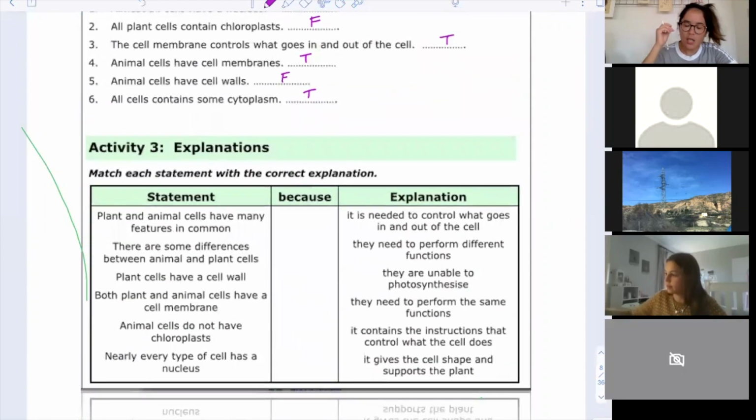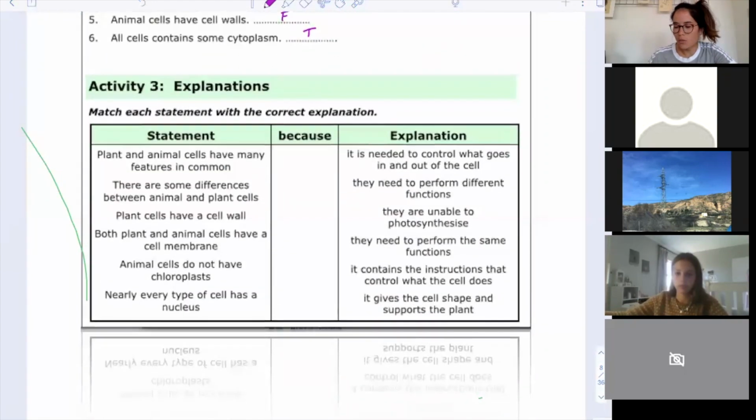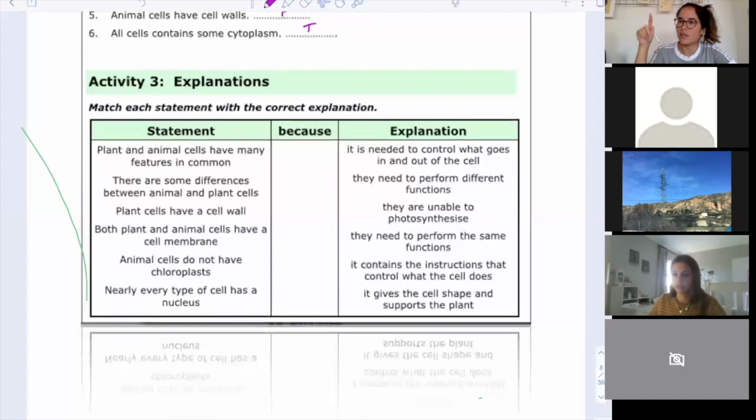Okay, for this task, I suggest you take a photo and then just use your finger on Snapchat or something to link it. I said for the first one, it's either true or false. It depends if you're including bacterial cells.